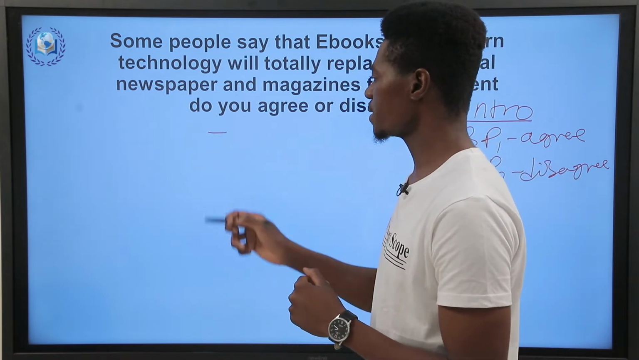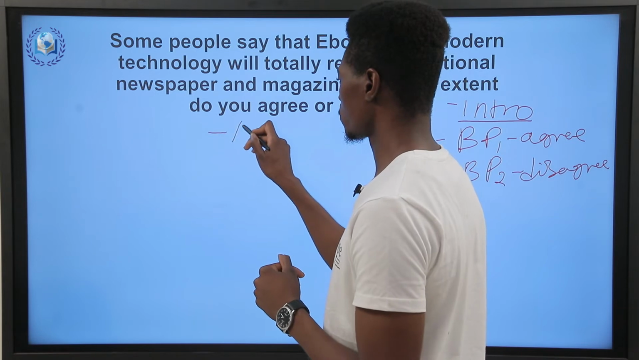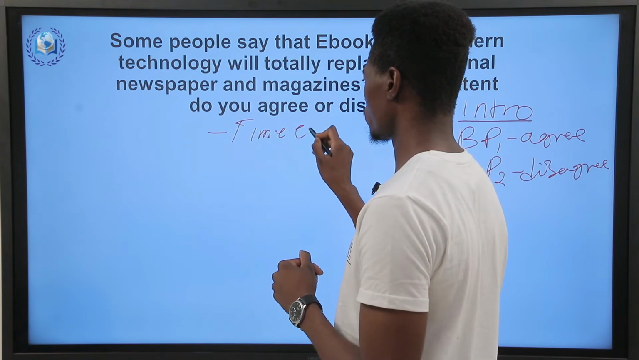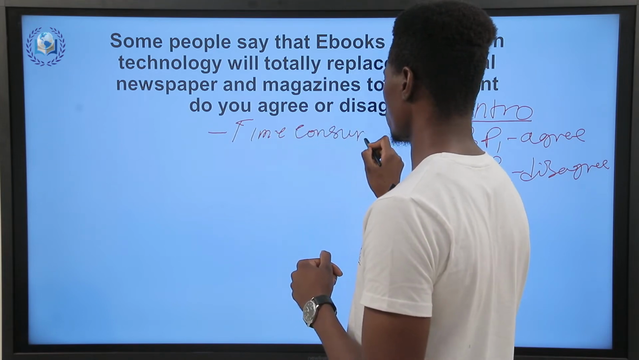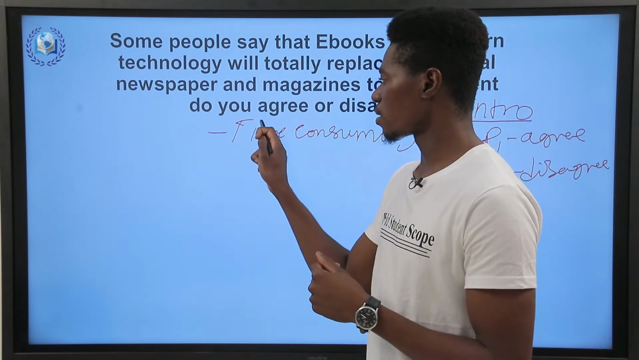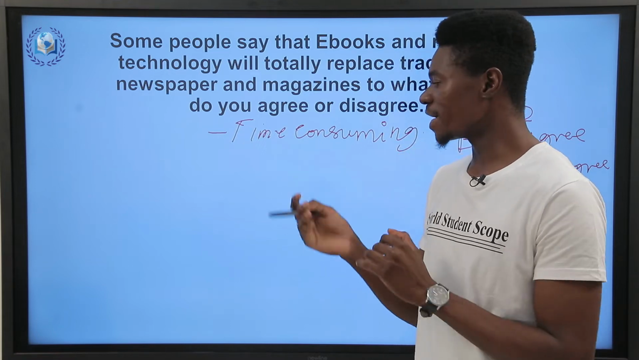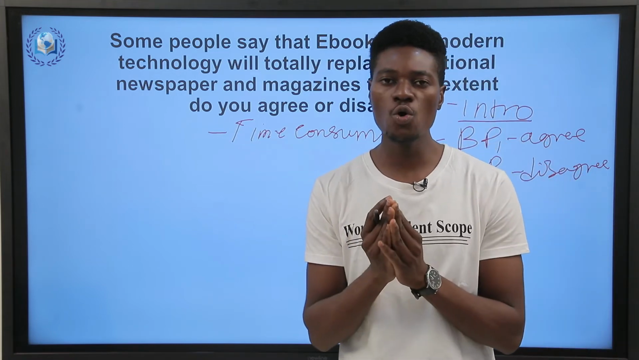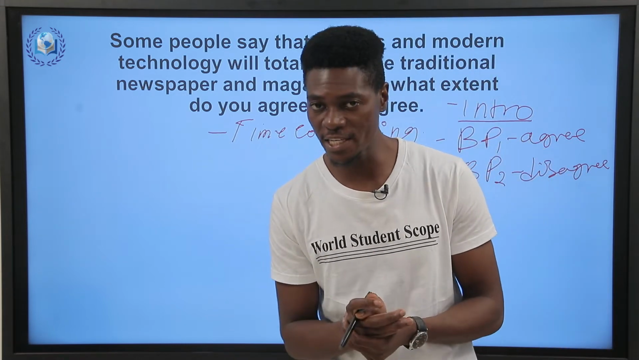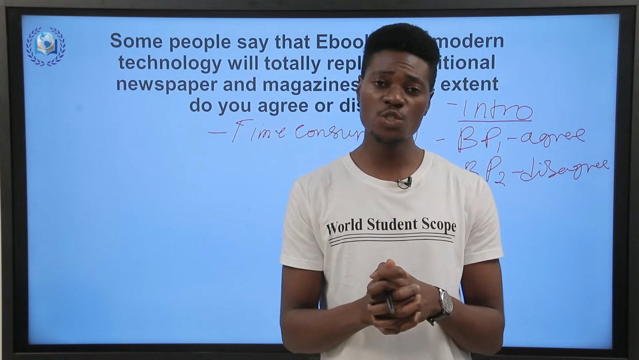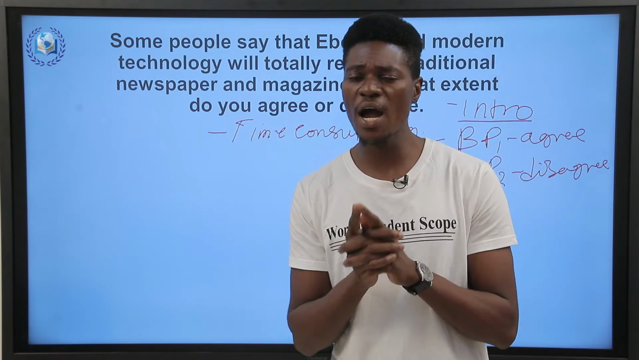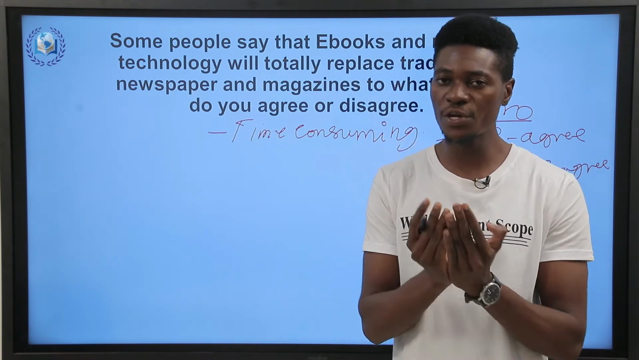First reason we can say, time consuming or time management. When I say time consuming, we have to know we are trying to utilize our time in a very good manner without wasting it. Take for instance, a person is working 24/7 in an office. He or she will have a hard time going outside to take books and start reading.